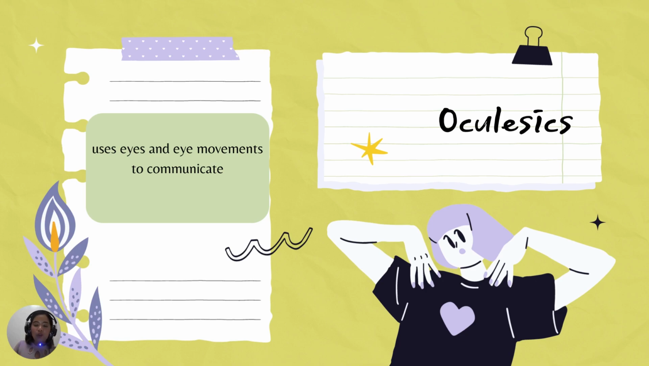Next one is oculesics. Oculesics is basically more of how you utilize your eyes and eye movement to communicate. This helps you to look into the sincerity of what you say to the one that you're talking to. So that's oculesics, from the word ocular, more of eyes.